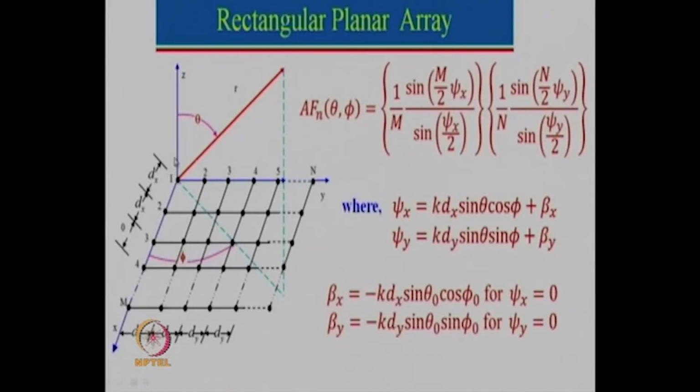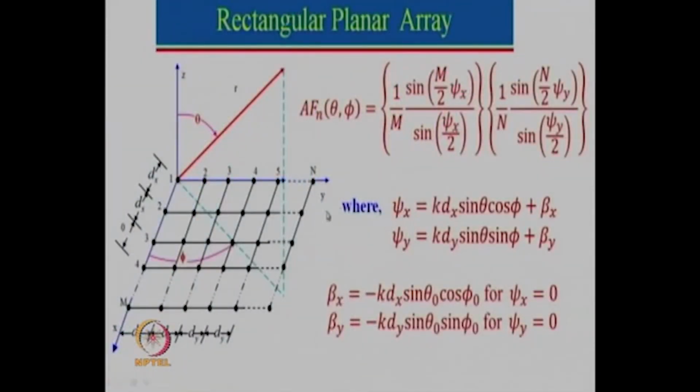Now, we can apply the principle of pattern multiplication. This entire linear array can be thought of as a single element, and that single element is getting repeated n times. So, we now have a linear array of this combined thing, and we can apply the n-element array factor over here. The difference compared to the previous case is that previously we had only one ψ term, but now we will have a ψx term. So, ψx is given by this expression here.